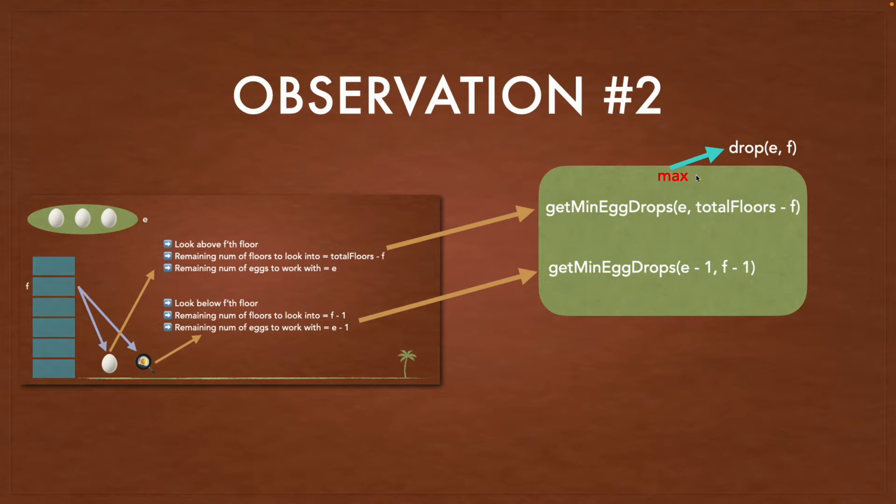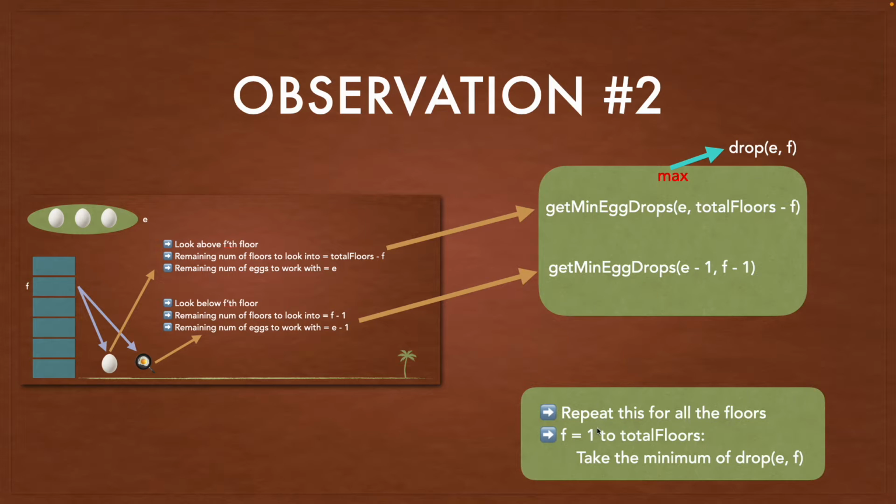Now, why are we taking the maximum? Why not minimum? This is because we have to consider the worst case. You cannot just assume the best case and go on working with it, because the best case might not happen. So you have to consider the worst case, and that's why you are taking the maximum for drop of E F. This is the value we are denoting as the minimum number of egg drops in the worst case you're going to need if you drop an egg from the Fth floor and you initially have E eggs to work with.